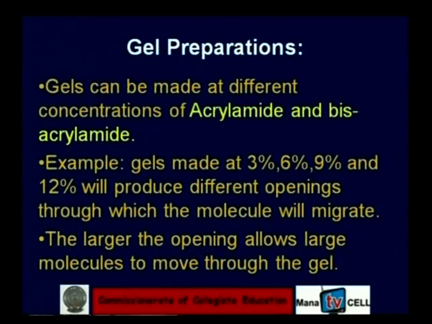And the preparation of the gel. Gels can be made at different concentrations of acrylamide and bisacrylamide. For example, the gels made at 3%, 6%, 9% and 12% will produce different openings for molecules to migrate. The larger the opening, the more it will allow the molecules to move through the gel.